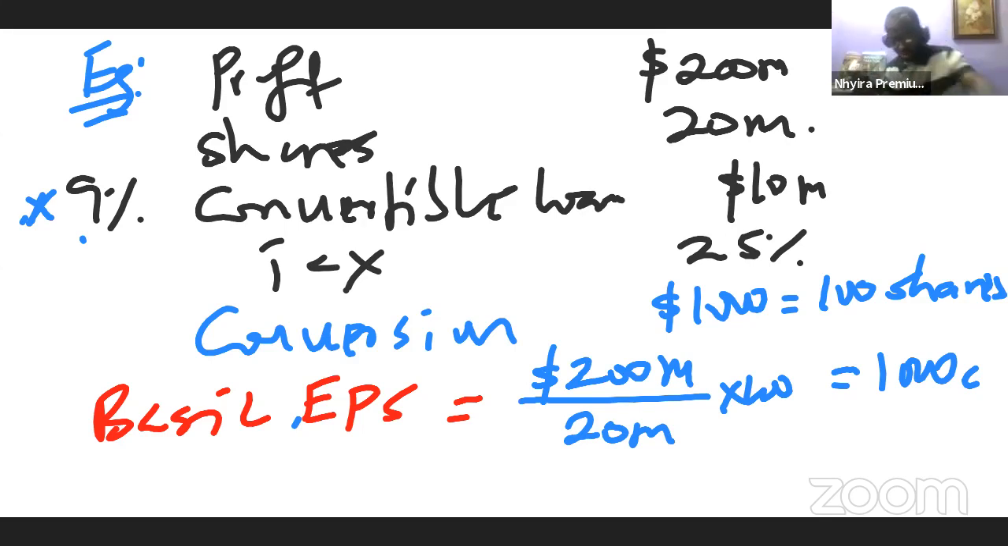So let's go to the converted and diluted earnings per share. Like I said, we will bring our profit 200 million, then we will bring the interest, and then we will work the tax effect on that. Then remember the conversion policy, that is $1,000 for every 100 shares. So first, let's adjust our profits and see what's happening.